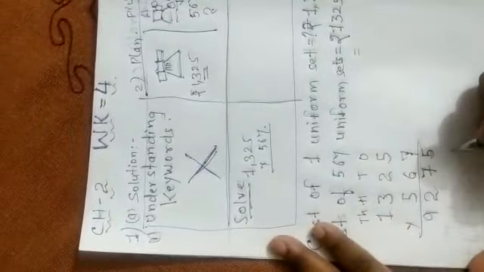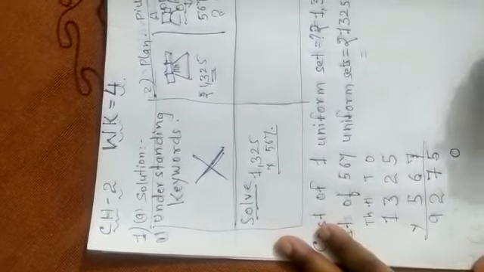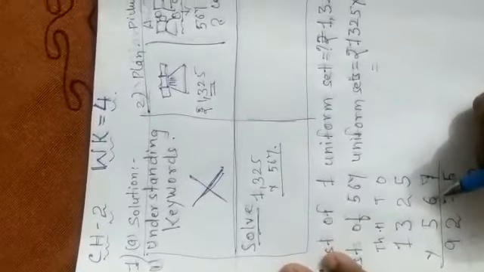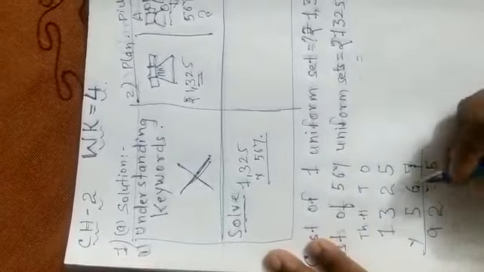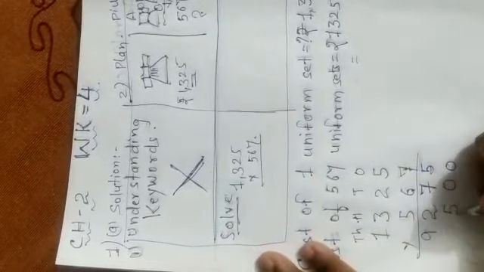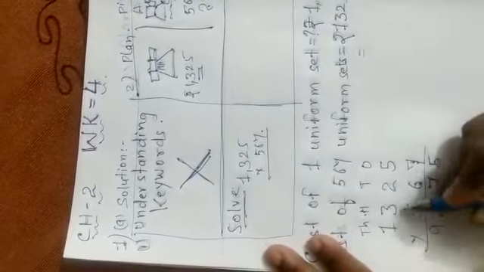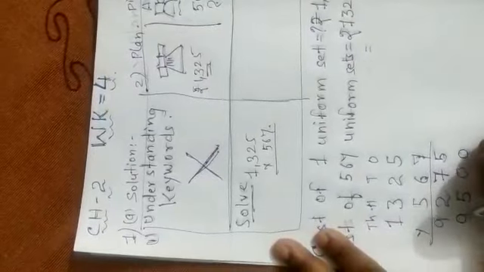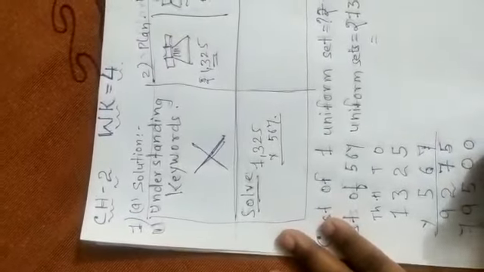6 tens is having 1 zero, so I will put 1 zero on the right side of the product. So 6 5s are 30, 0, 3 carry over, 6 2s are 12, plus 3, 15. 1 carry over, 6 3s are 18, plus 1, 19. 1 carry over, 6 1s are 6, plus 1, 7.